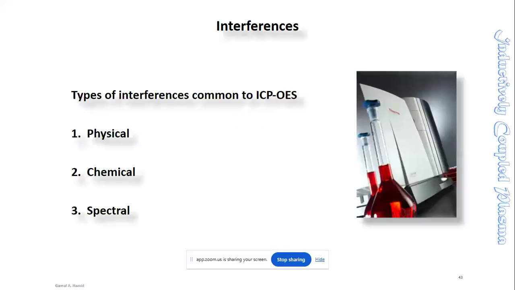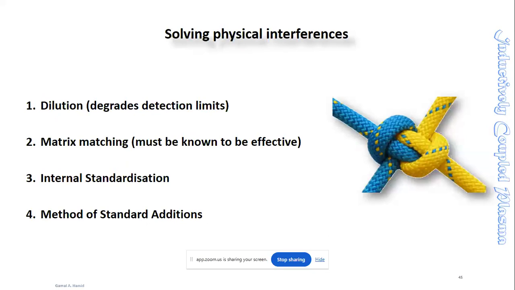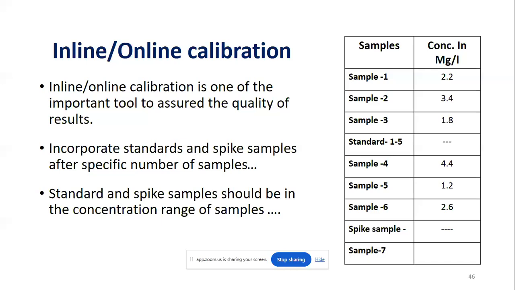So when we analyze, there are various interferences. Obviously, there are physical, chemical, and spectral interferences, different kinds of things. We'll discuss a little bit. Physical interference is because of viscosity in the sample, high dissolved solids, acid type, as I already discussed, the surface tension, and organic solvents if they're in the sample. There are various methods to solve this physical interference, like dilution, matrix matching, and internal standard use. Inline online calibration also helps, as I said, how we perform the inline online calibration.